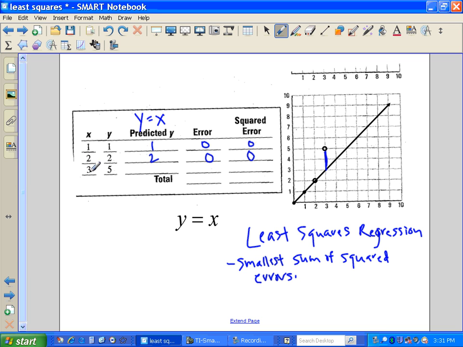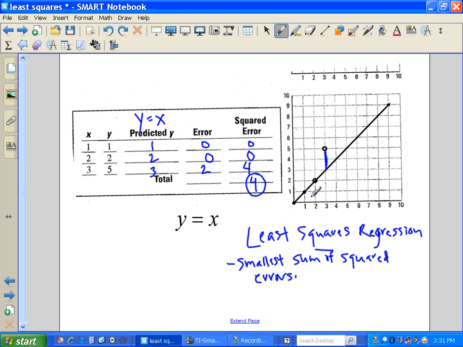However, if we plugged in 3 for x, using this equation, we would predict to get 3 for y. Here, there is an error. There's a difference of 2 when we subtract those. Well, 2 squared is 4. So when I sum my squared errors, I have a sum of 4. That's a fairly large sum of squared errors. We're going to be looking for something much smaller, and that equation that gets us a smaller sum of squared errors will be the best fit line.